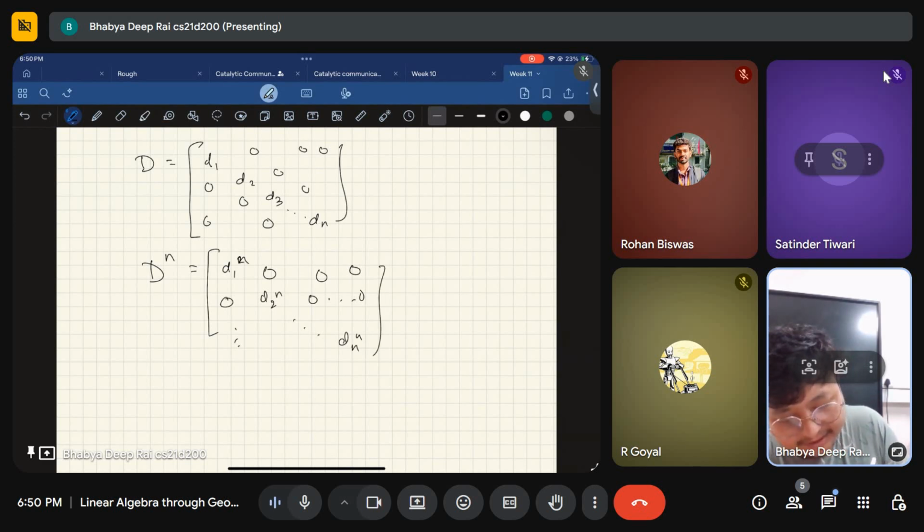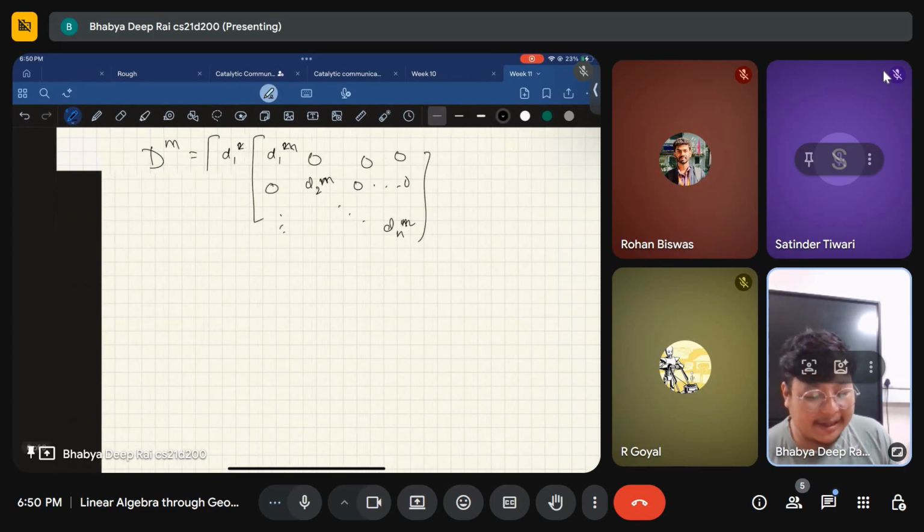Or D to the, sorry, let me write it as M. You'll get confused. So you just need to square the diagonal elements. Okay, so you can test it out later, but this is why it's simpler.